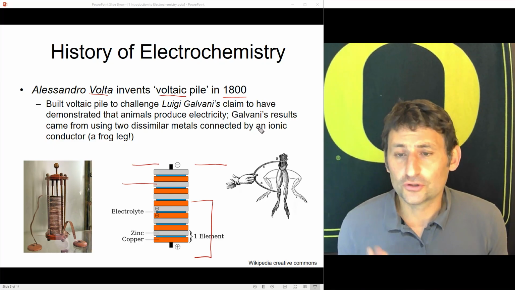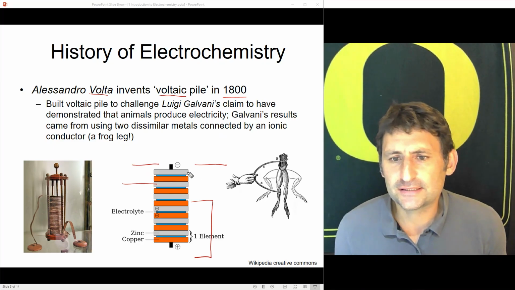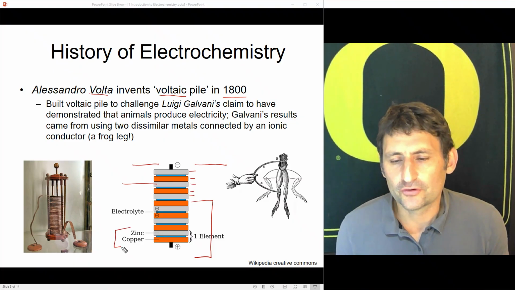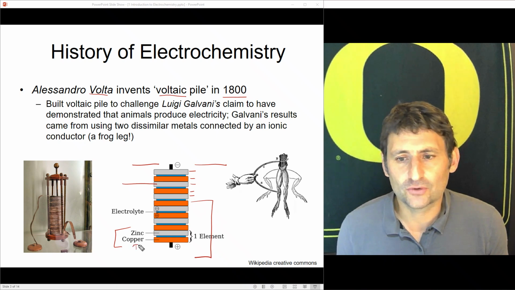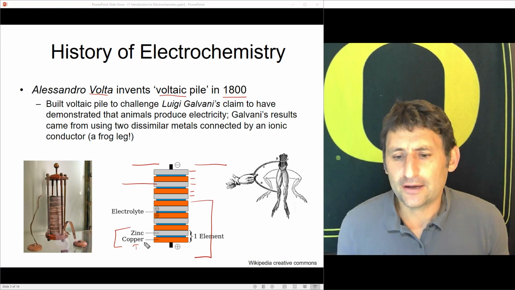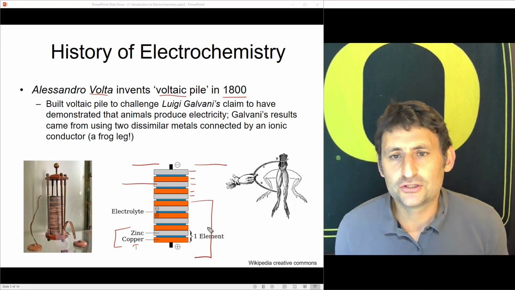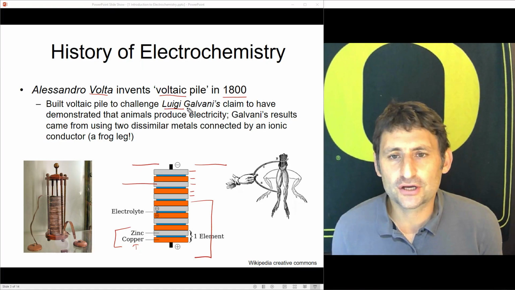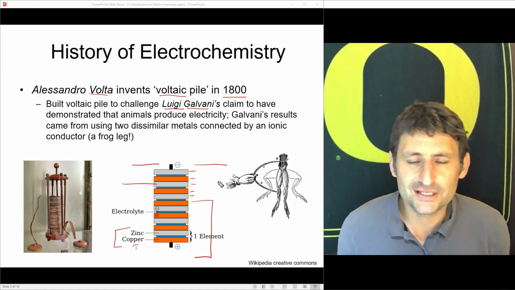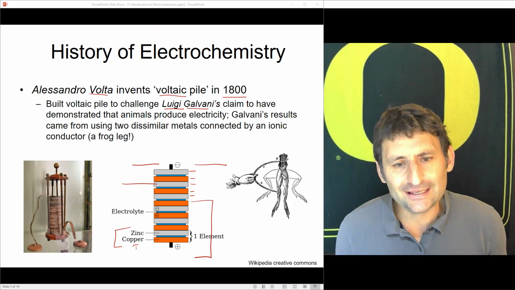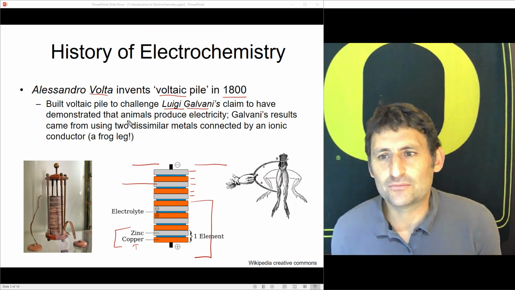Now, the voltaic pile consists of a stack of alternating metal plates of different composition. One of them being a reactive metal like zinc, and one of them being a less reactive metal like copper or silver. Now, Volta, in fact, built this system to challenge one of his colleagues, Luigi Galvani's claim. And Galvani believed that he had discovered something called animal electricity.